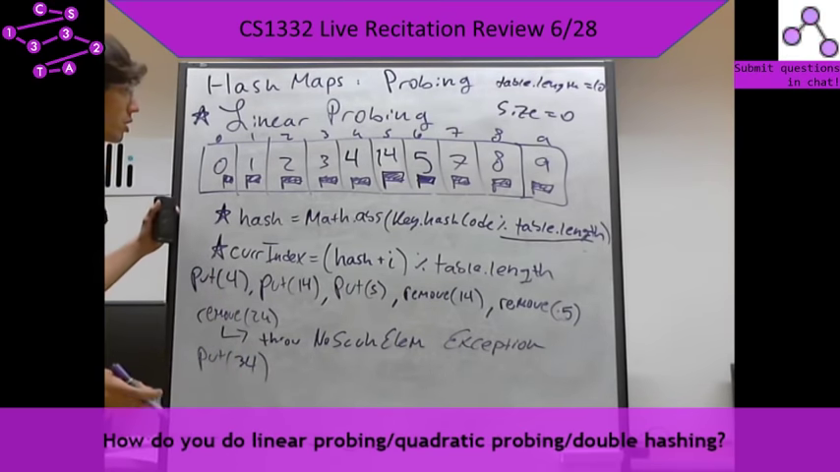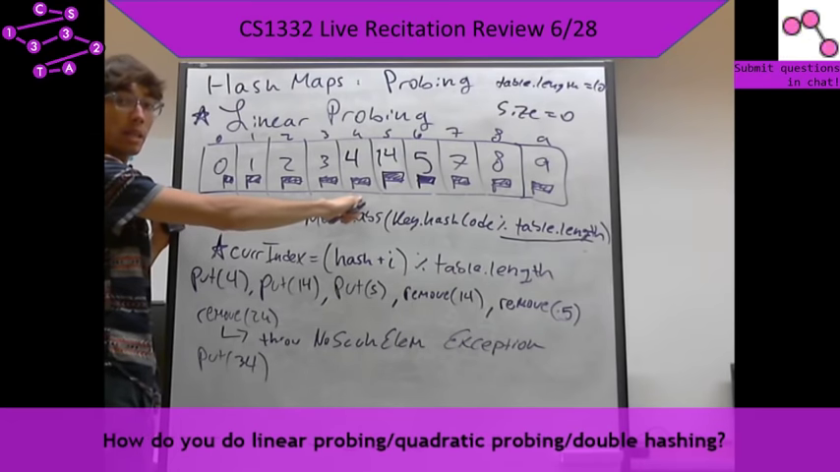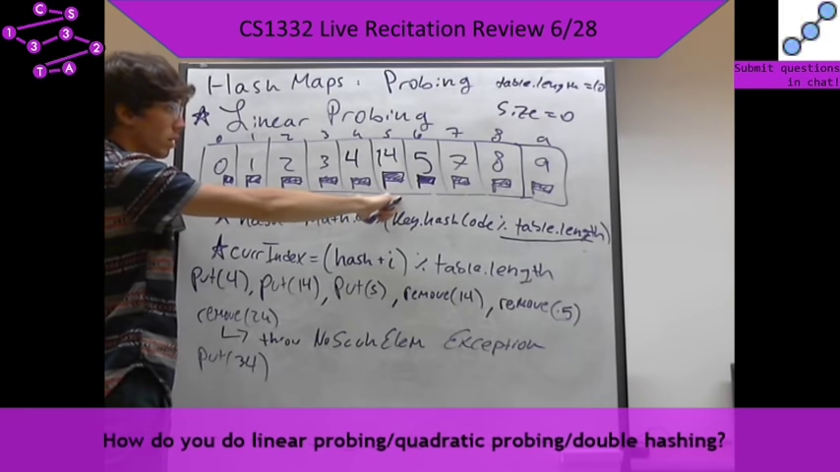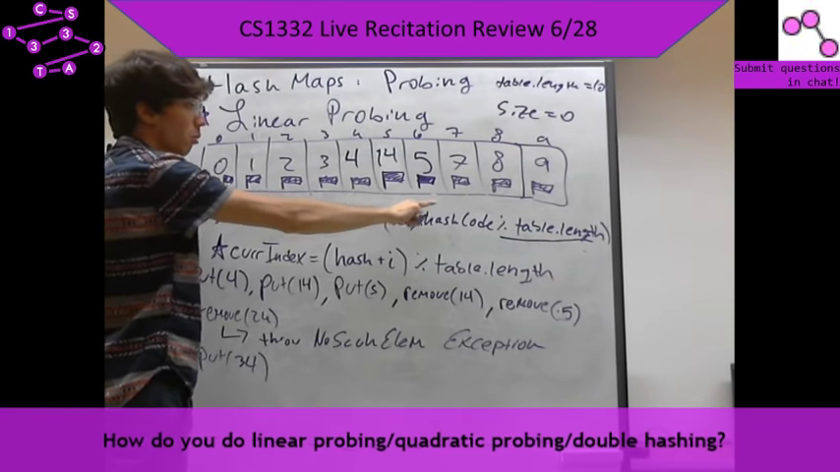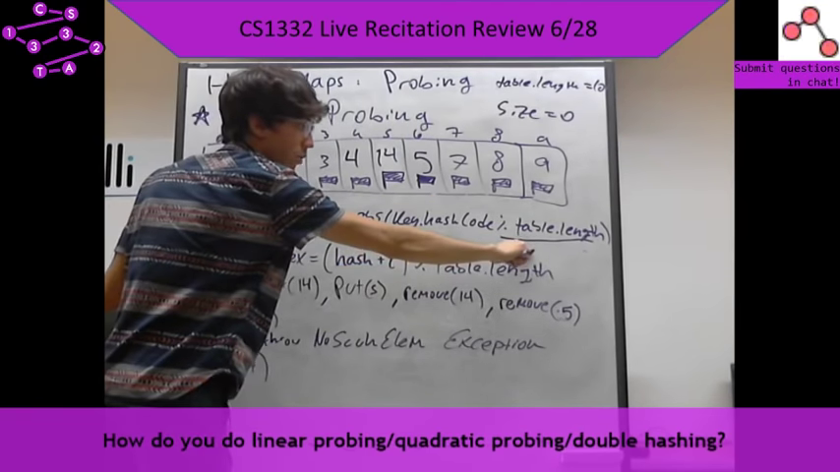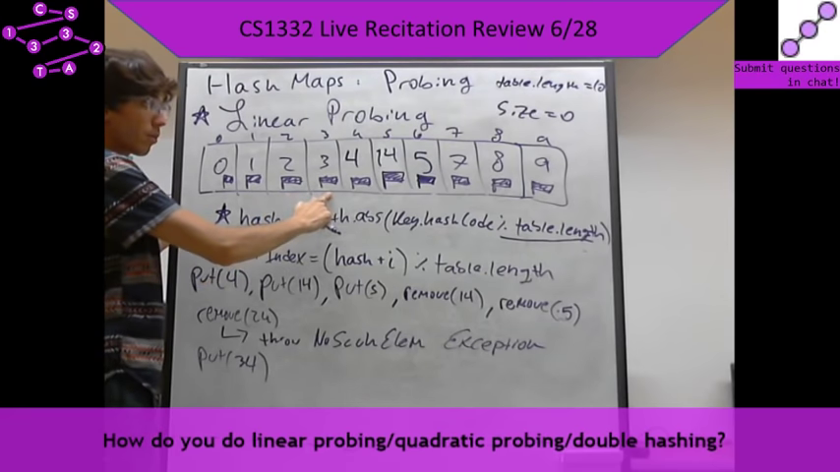Put 34. So that will map us to 4 to begin with. Well, it's deleted, so we'll check the next index. It's not 34. It's deleted. It's not null, so we have to keep probing. We keep probing, and we wrap around. That's handled by this modding by table.length. We keep probing.